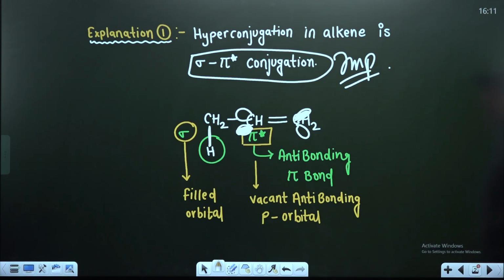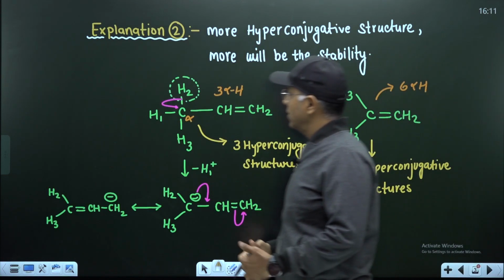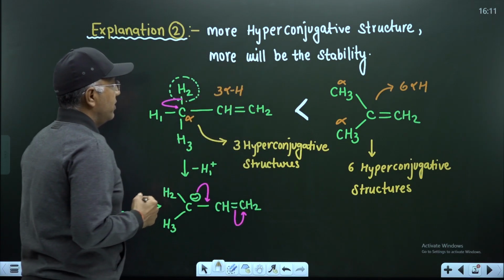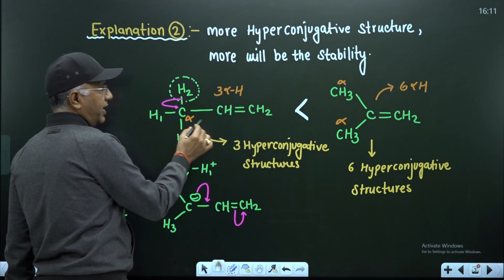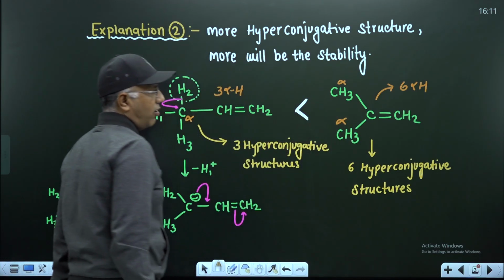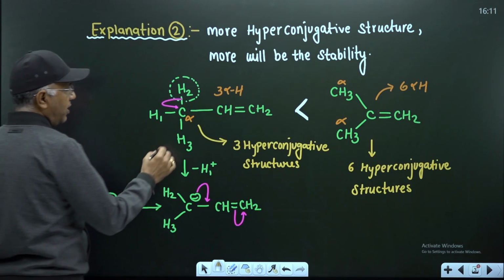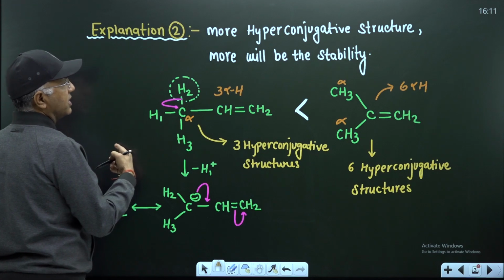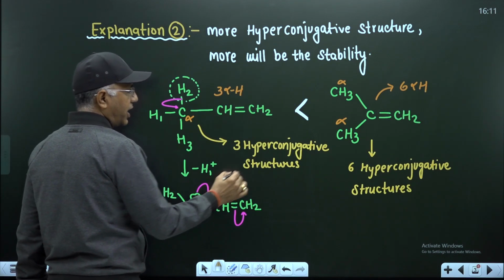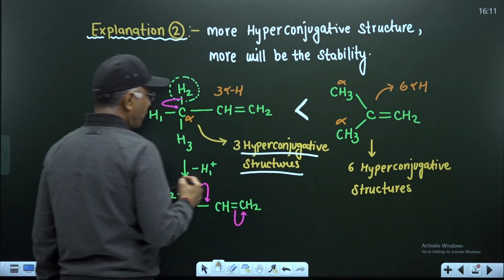Got it? Now, the second explanation is: this alkene has 3 alpha and this alkene has 6 alpha. Now, I will explain why more alpha, more is the stability. In the first example, in order to draw hyperconjugating structures, what are we doing? We are drawing hyperconjugating structures. So, what will we do?